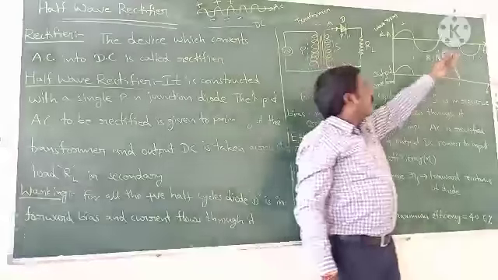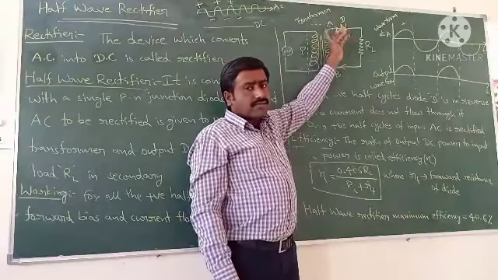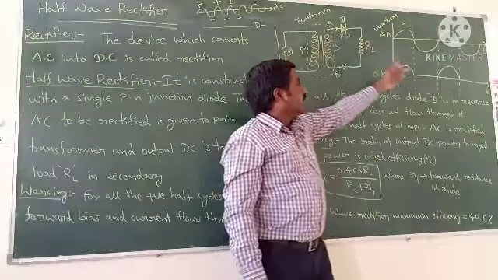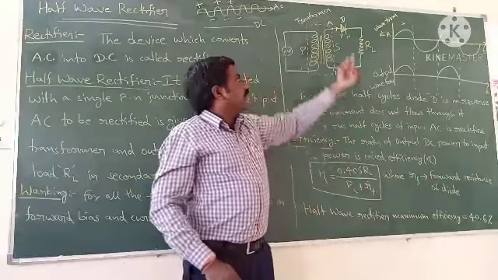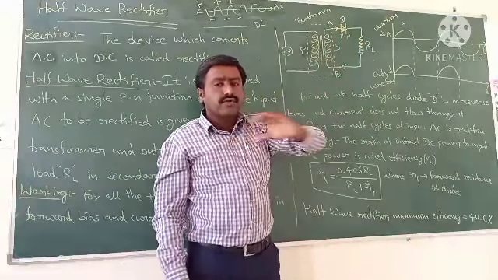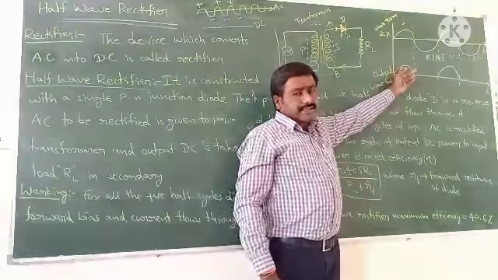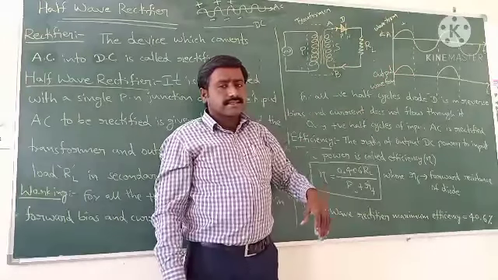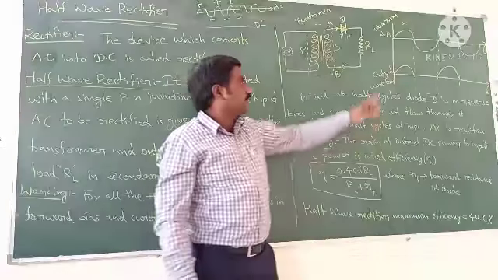Next, immediately again the positive cycle comes. For the positive cycle, the diode is in forward bias and current flows through the diode. So we can get the output current across the load resistance. That means for all positive half cycles, the diode is in forward bias and current flows through it, so all positive cycles will be converted into direct current. And for all negative cycles, the diode is in reverse bias. When the diode is in reverse bias, current does not flow through the diode, so the output is 0.